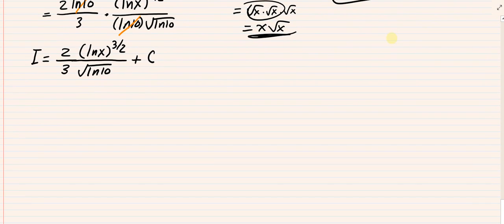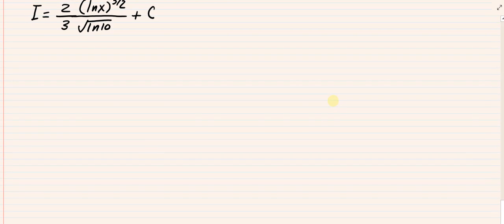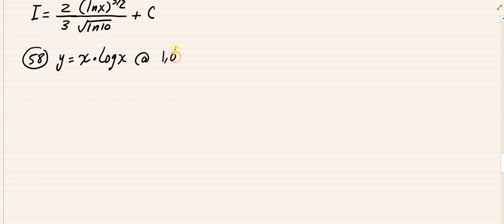Okay. And let's see, I had a couple more, right? Number 58. Let's take a look at number 58. In exercise number 58, the question reads, find an equation of the tangent line to the graph of y equal x log x. This is number 58. Y equal x log x. We want the tangent line at 1, 0.